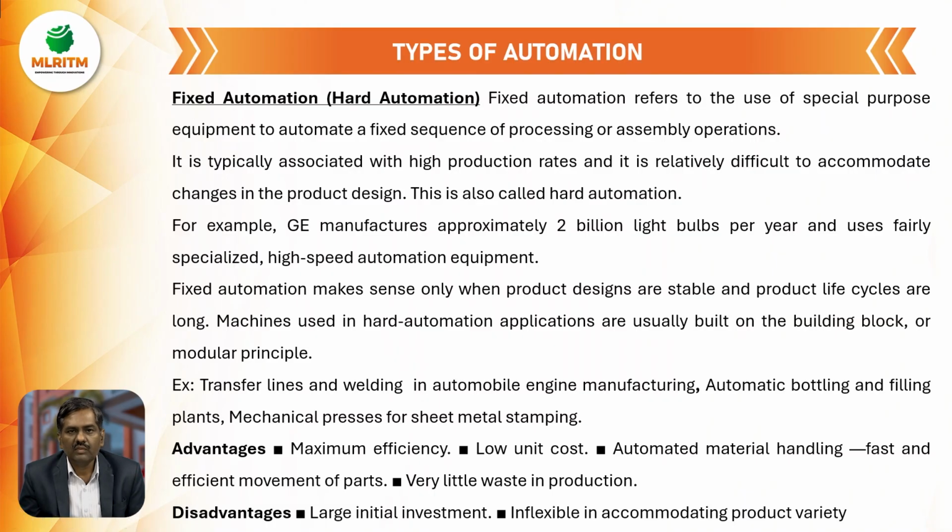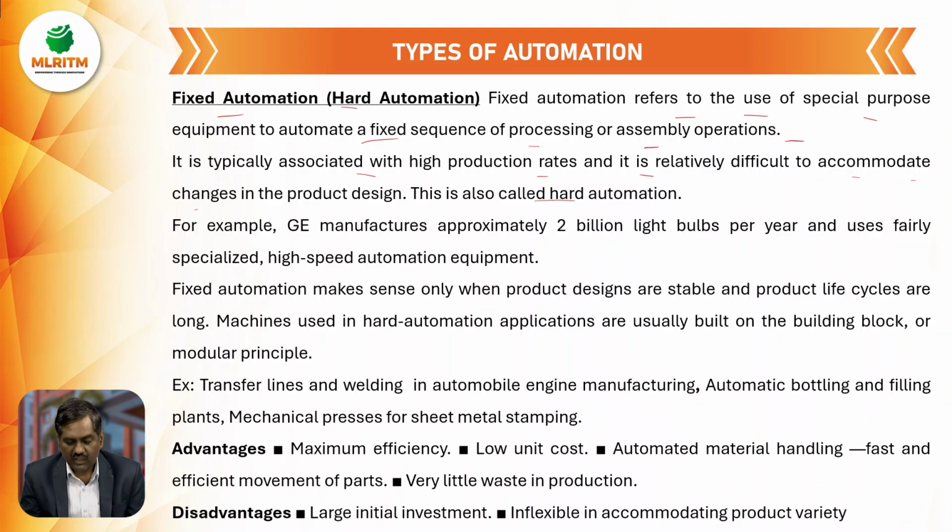And coming to the types of automation, the first one is fixed automation, or we can also call it hard automation. Fixed automation refers to the use of special purpose equipment to automate a fixed sequence of processing or assembly operations. It is typically associated with high production rates and is relatively difficult to accommodate changes in the product design. This is also called hard automation.